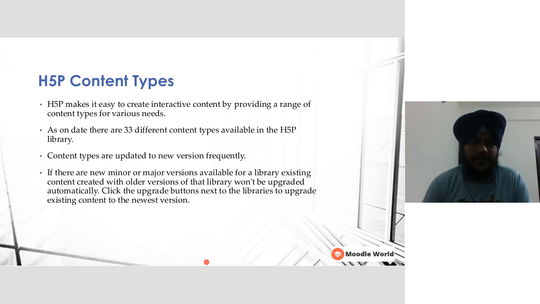from the H5P library. They are updated to a new version very frequently, and if you have content created for the previous version, then the content will not be automatically upgraded. You need to click the upgrade button to upgrade the content to the new version. You can do it from the Moodle H5P settings page.